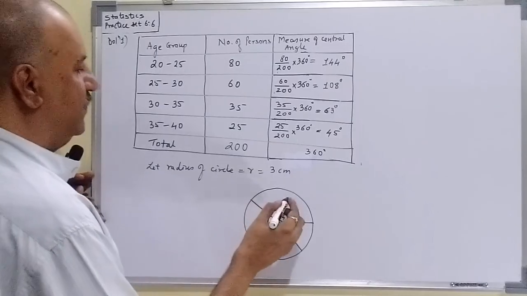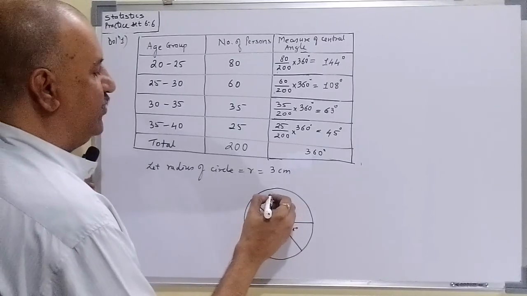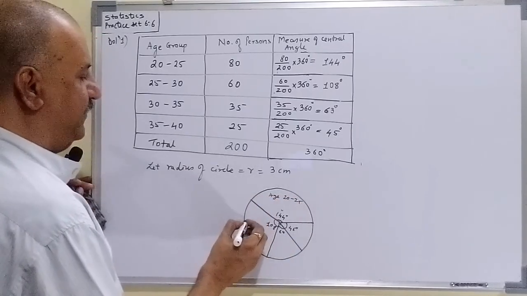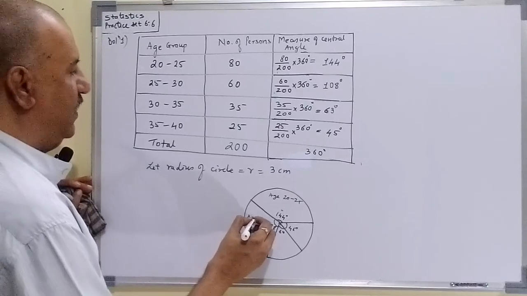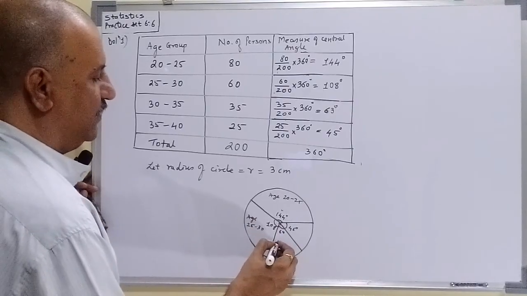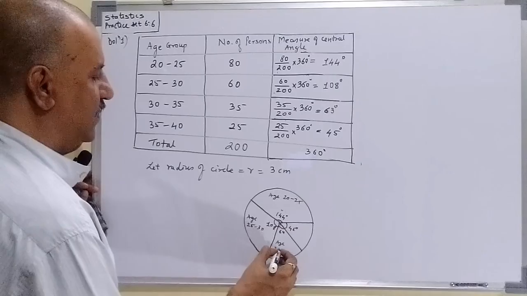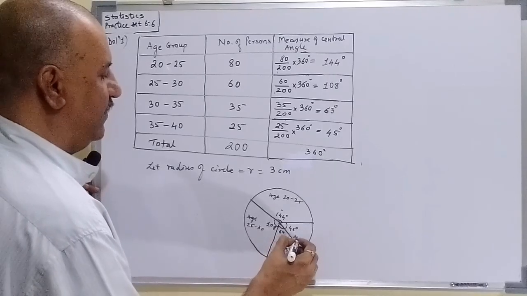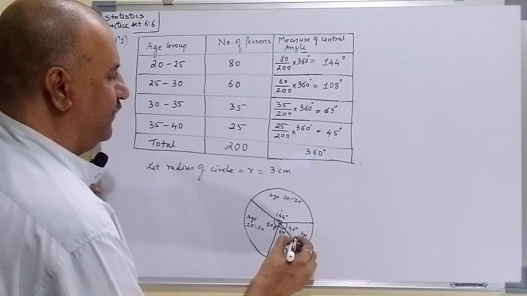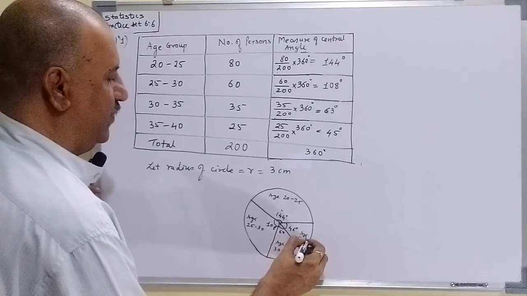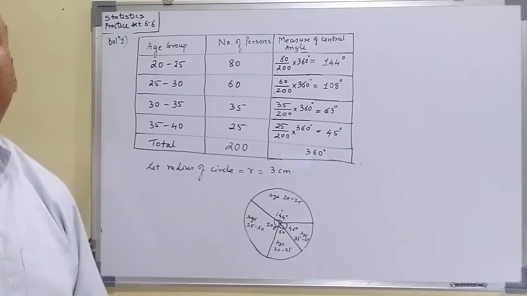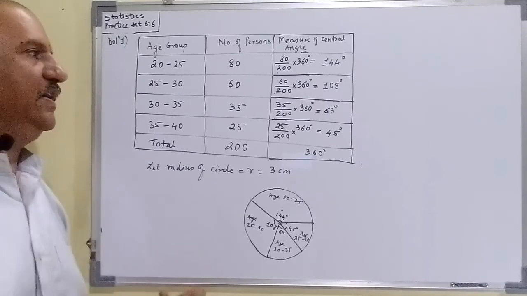So these are age 20 to 25, age 25 to 30, age 30 to 35, age 35 to 40. That completes our solution number 1. Now we go for the second solution.